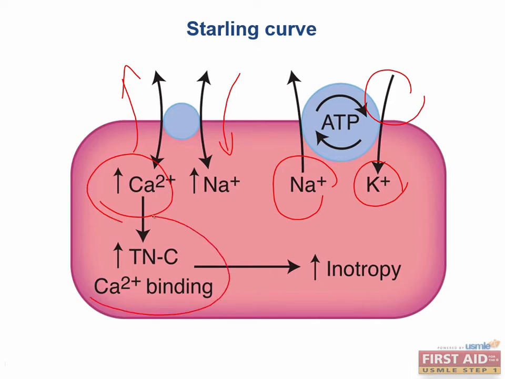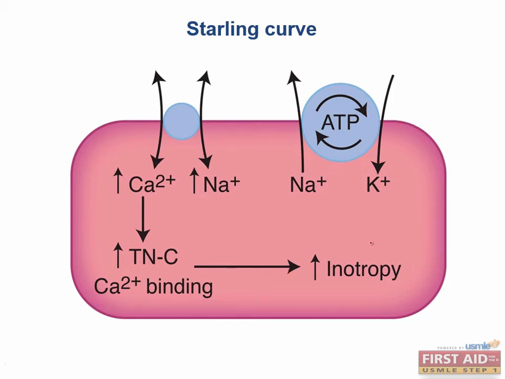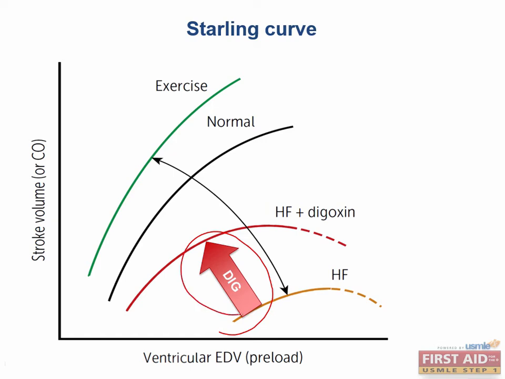This leads to an increase in troponin C binding by calcium, and therefore we get more actin-myosin interactions, and this leads to an increase in inotropy. So the result is that we have increased calcium to bind troponin C and ultimately boost inotropy. This is why digoxin is called a positive inotropic agent. So it's going to increase our stroke volume and shift us back up the Starling curve. So here's our arrow. Notice how for a given end diastolic volume, we have now shifted up the y-axis because now we have a better stroke volume.